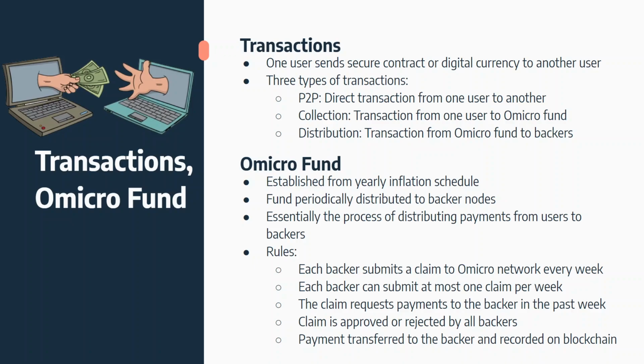each backer submits a claim to the Omicro network every week, and each backer can submit at most one claim per week. The claim requests payments to the backer in the past week, and after going through the Omicro consensus protocol, the claim is approved or rejected by all the backers. And once a claim is approved by the quorum, the payment is then transferred to the backer and finally recorded onto the blockchain.